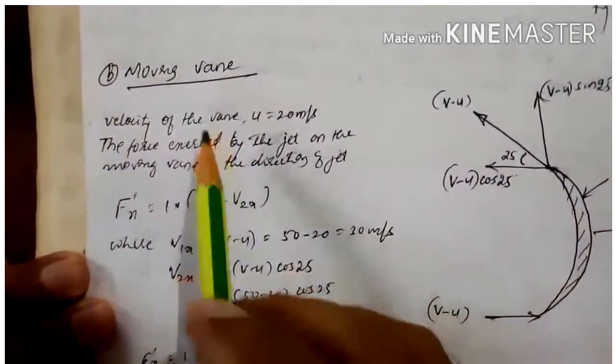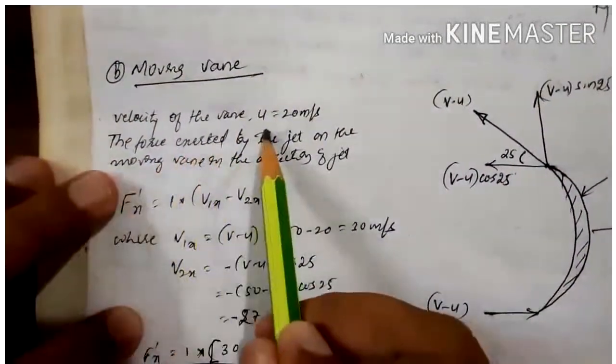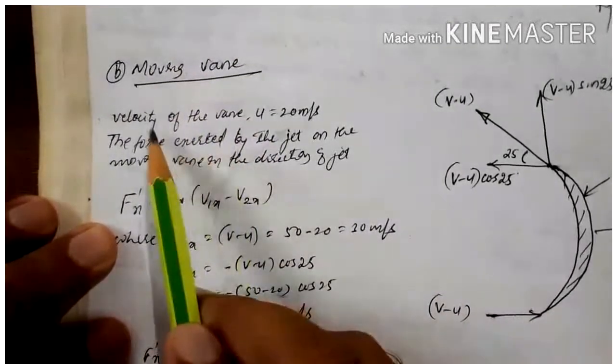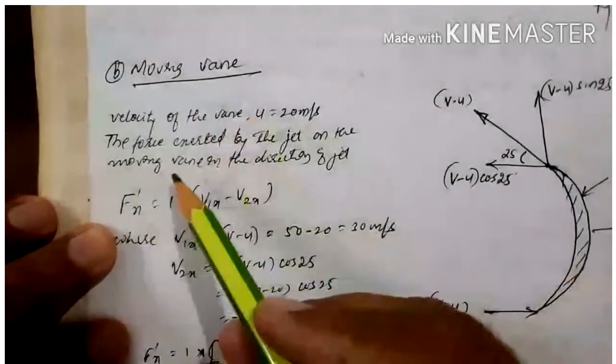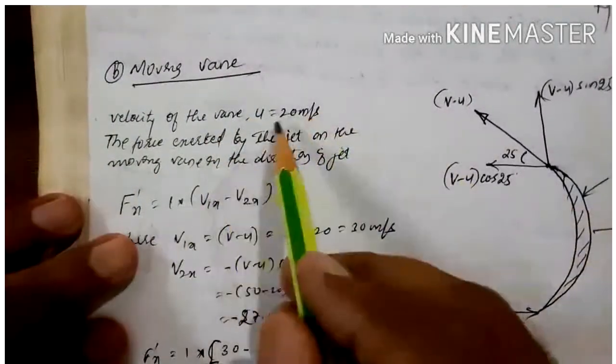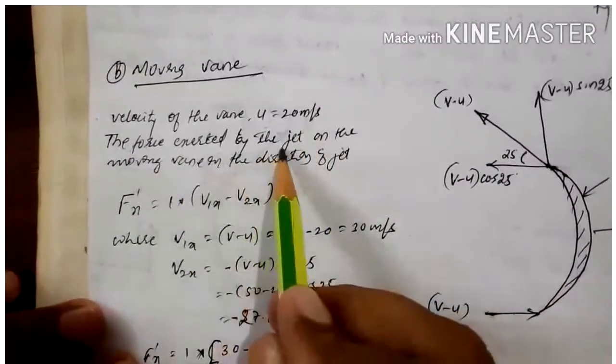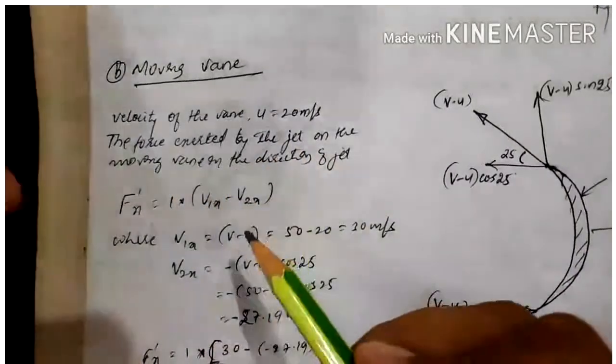It is a moving vane case, so the velocity of the vane u is given. The previous case was the fixed case. Now the velocity of the jet striking the vane is the same, but the vane is moving with a velocity of 20 meter per second. Then we find the force exerted by the jet on the moving vane in the direction of the jet.